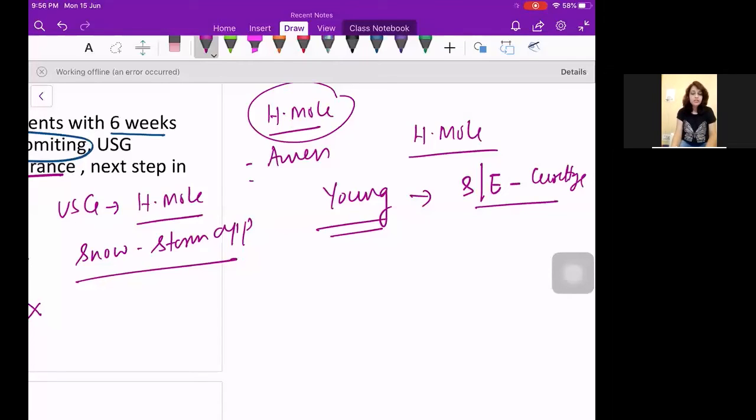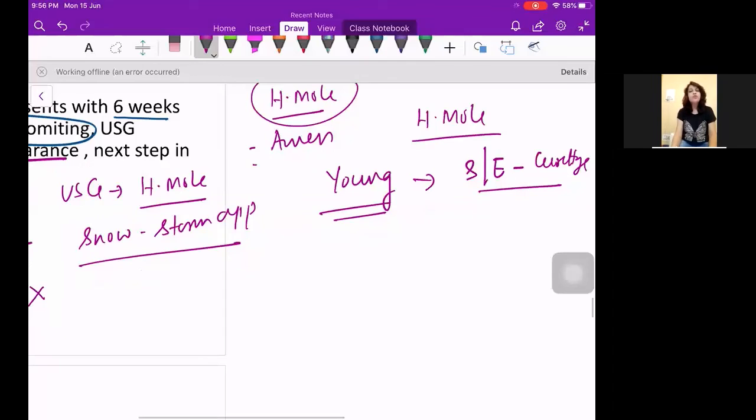One more thing, here it is just a 6 weeks pregnancy, but in any molar pregnancy you are evacuating, always remember that adequate blood, or 1 unit of blood, should be arranged, because the most common complication of molar pregnancy evacuation is bleeding. So that should always be taken into consideration.